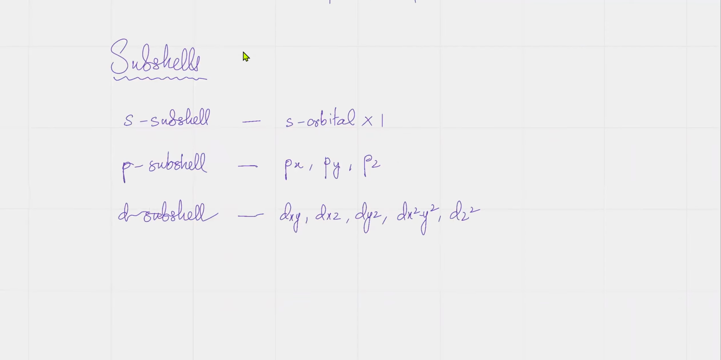And in rare cases, some atoms have an f orbital or f subshell. So just remember that there are 7 f orbitals.